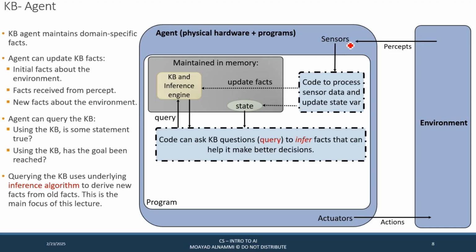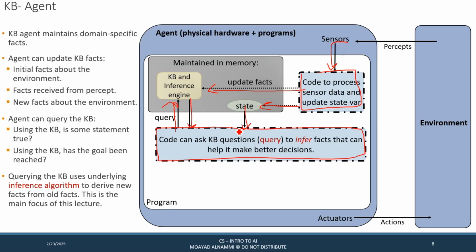So the way it works is that you have sensors. There's some code that processes the sensor data and then updates your knowledge base with new facts as well as the state. And you also have some code which is your AI decision making. This code uses the current state as well as querying the knowledge base, asking it questions and receiving new information or inferred information back. Like one question you could ask it is, is there a pit in this location?